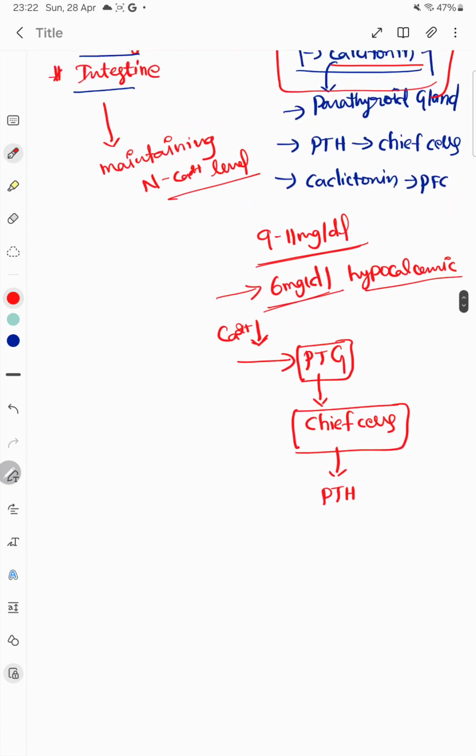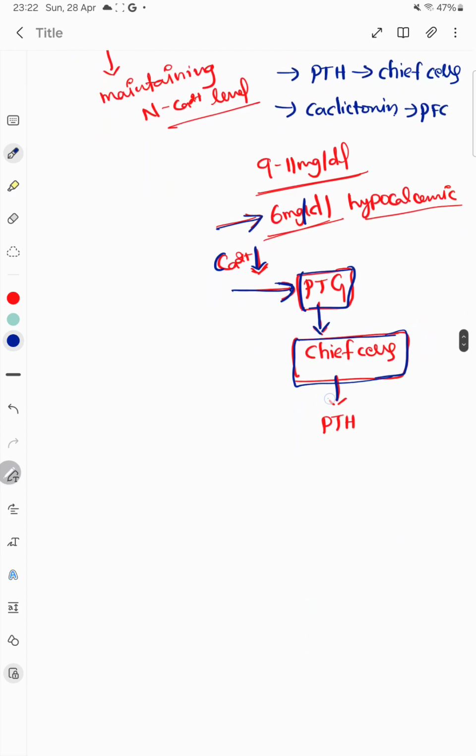Remember again, whenever you have low plasma calcium level, which is 6 mg per dl, even 7 is also a hypocalcemic state, and these low calcium levels send a signal to the parathyroid gland. In response to the low calcium level, the parathyroid gland sends a signal to the chief cells present in the parathyroid gland. These chief cells produce parathyroid hormone.